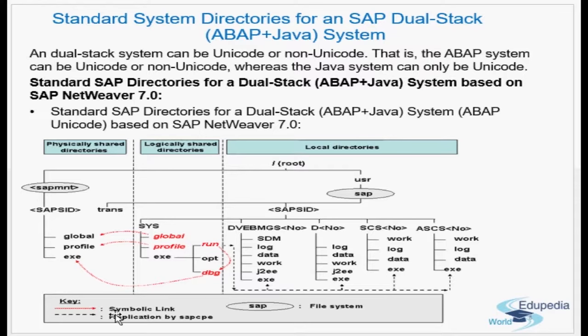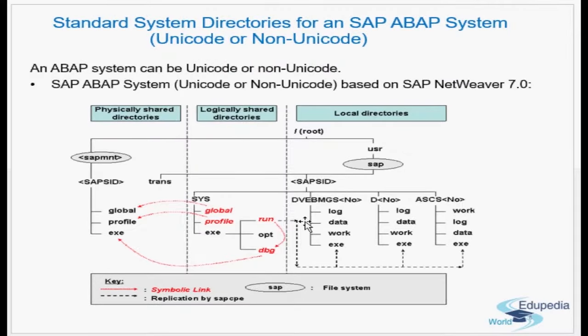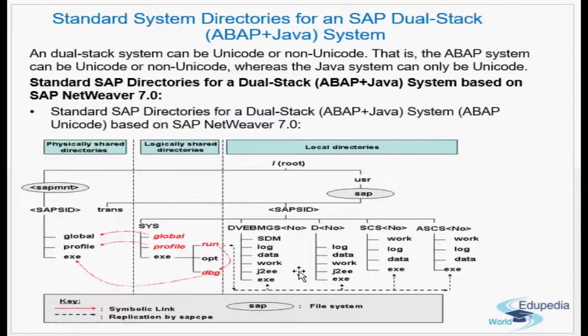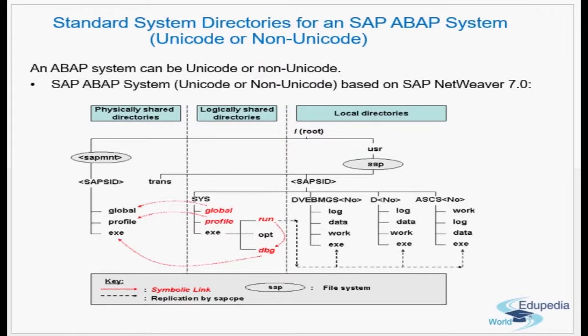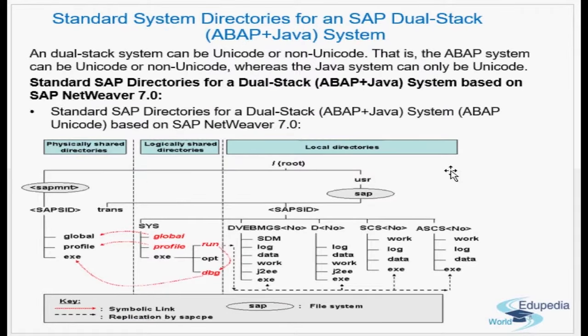Okay, the replications, the symbolic link and the replication by SAP CPA remains the same. exe, so this is similar to this. It only has an additional central services for Java, and the primary applications and all the subdirectories for the instances, they have one more subdirectory, J2E. And the primary one has SDM. So here also the replication is made from sysexe to the instances exe, and the sysexe is attached through a symbolic link to the SAP MNT exe. So here everything is similar to this ABAP only, because Java is there, some additions have been made.